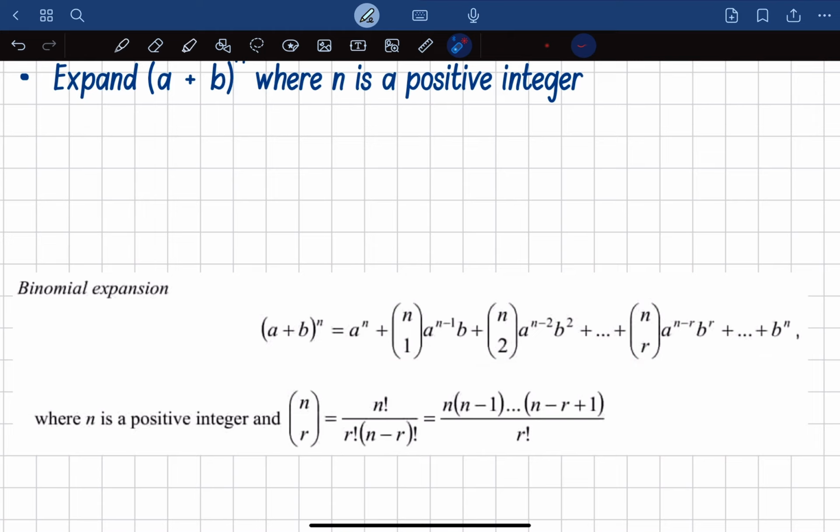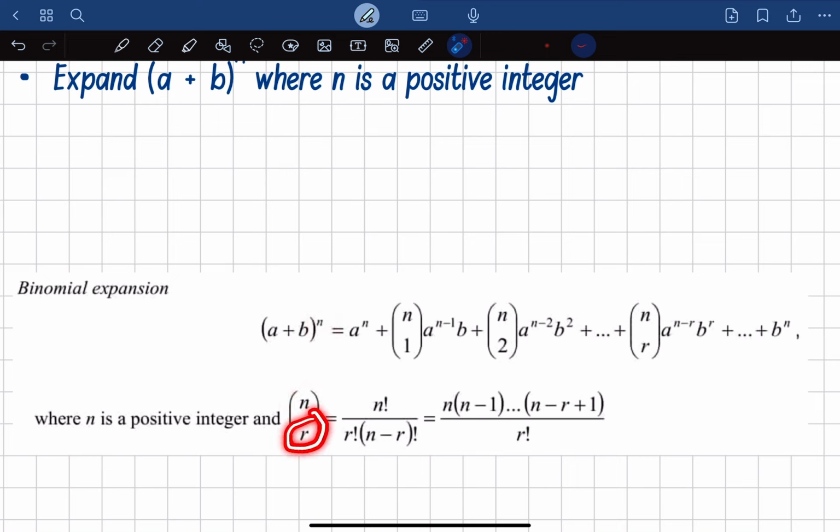For example, all these big long brackets here, n1, n2, they actually read as n choose 1, n choose 2. So what does this n choose 1, n choose 2, or n choose r mean? They can be represented by this formula here, n factorial over r factorial times n minus r factorial. And you can key all these results into your calculator very easily if you know what is the n and r. So n represents the power that the binomial is raised to.